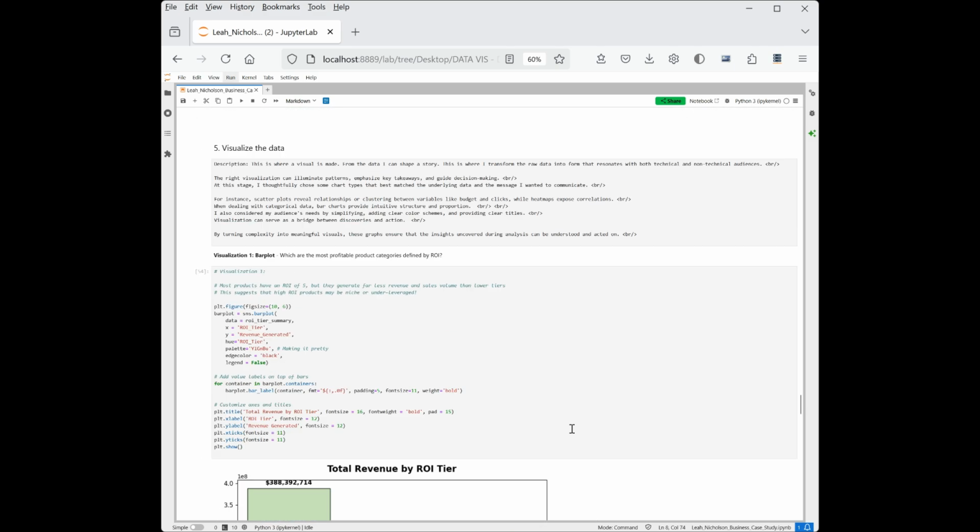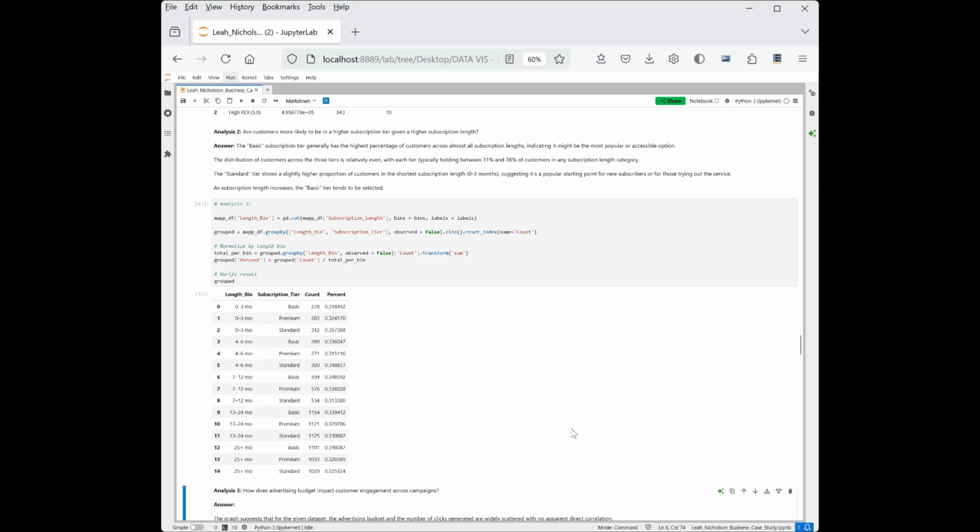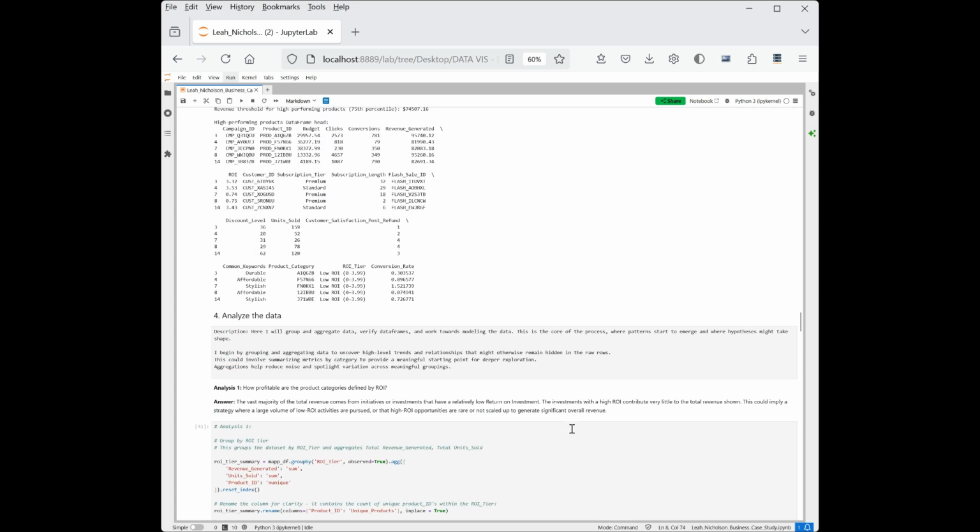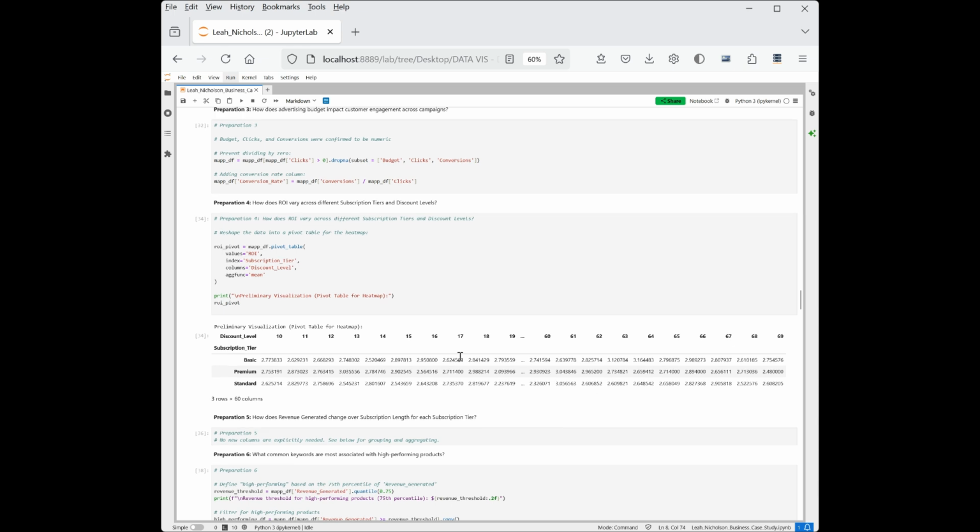And then going up to question 4, the preparation for that. So that question was, how does the return on investment vary across subscription tiers and discount levels? So first of all, I needed to reshape this data into a pivot table, and that makes it usable for a heat map. So that basically turned it into this form that you see here, with the different discount levels across the columns, and then the subscription tier as the rows. So I have basic, premium, and standard here.